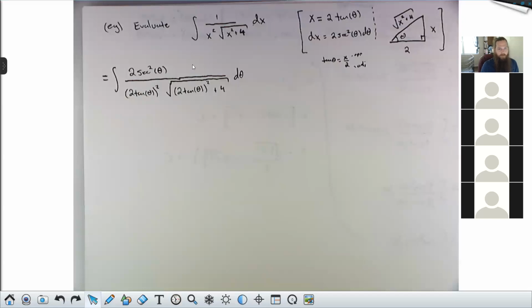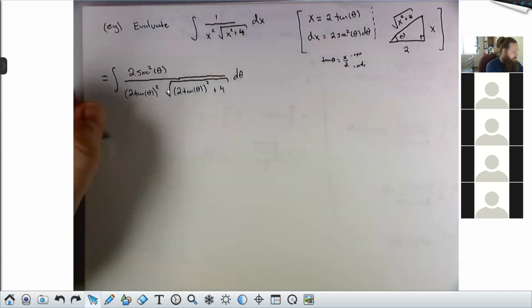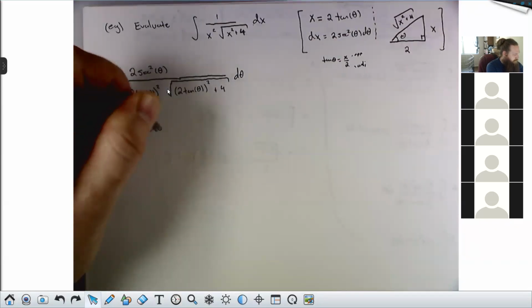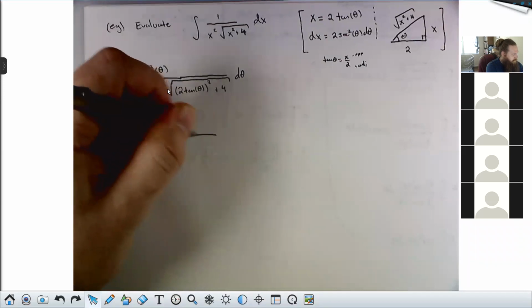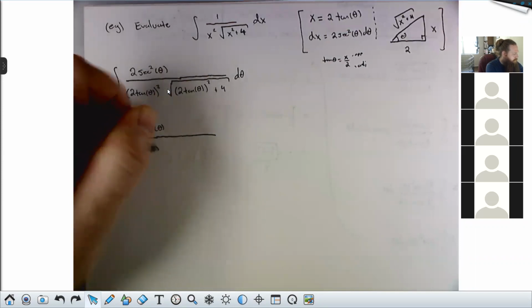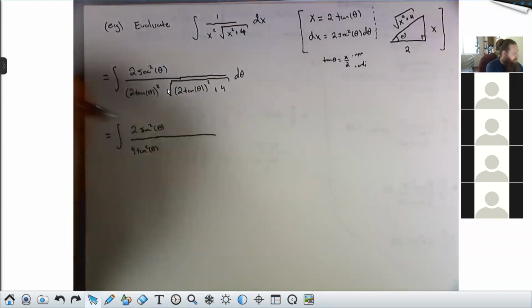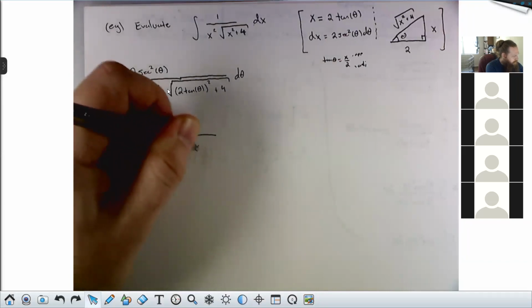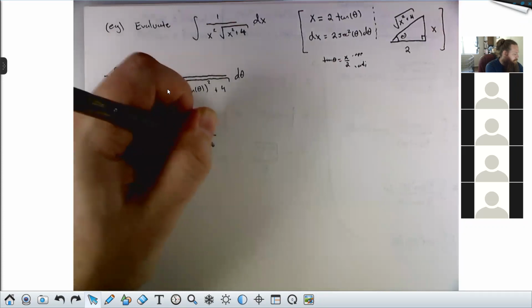And this might look a little scary, but we know this piece is going to clean up really nicely. Let's see how it cleans up. The focus should be on the radical. So 2 secant squared upstairs. Good fraction. This is 4 tan squared theta, 2 tan theta all squared. And then the square root here is 4 tan squared theta plus 4.